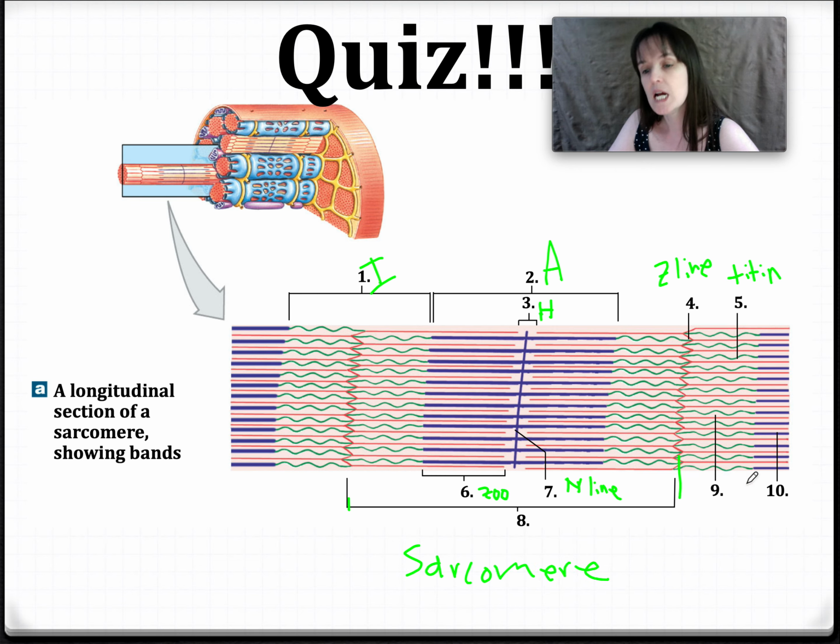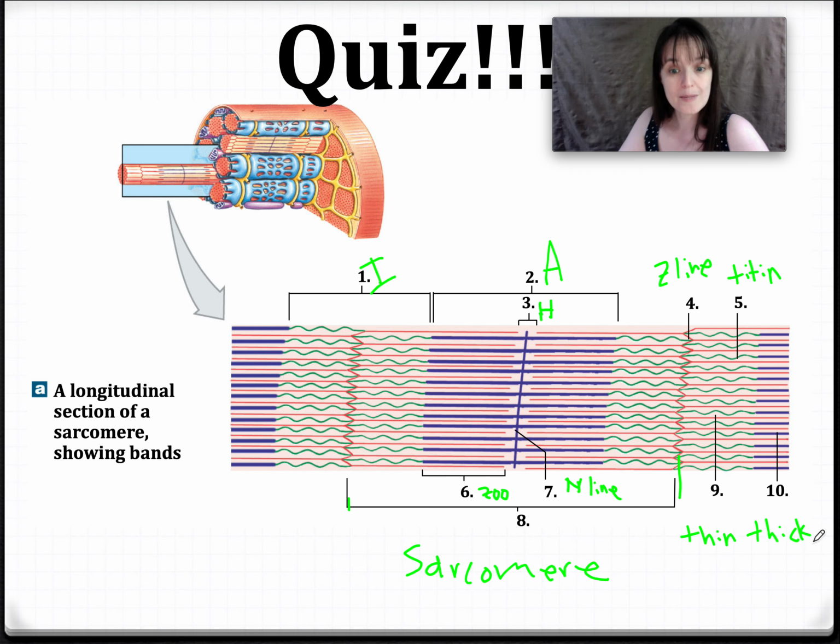Merely a sarcomere. Let's see, this was supposed to land on the red line, but I couldn't get it to work. The red line is the thin filament. And this one lands on the blue line. The blue line is the thick filament. Together they're called myofilaments. Excellent.